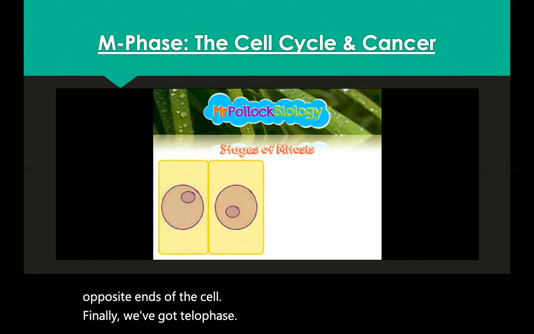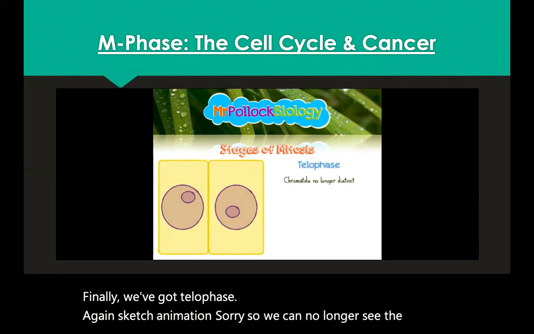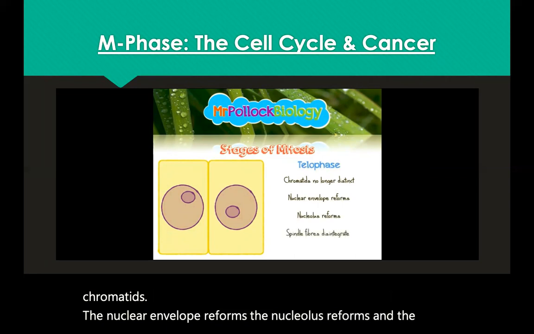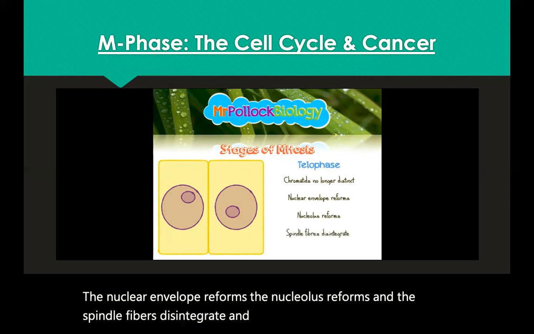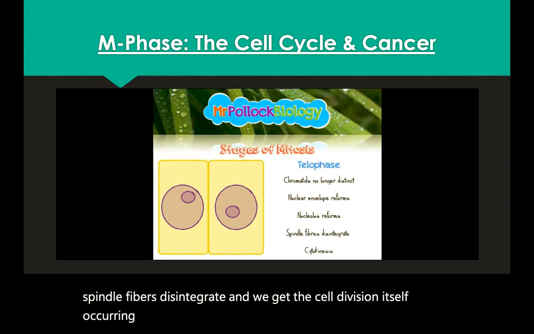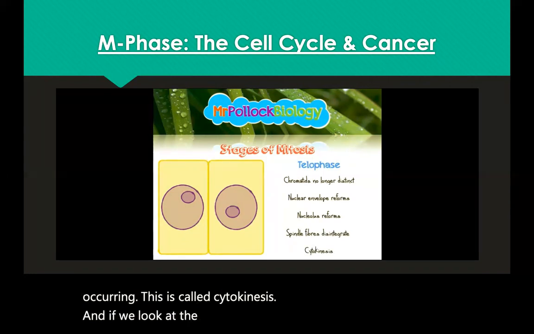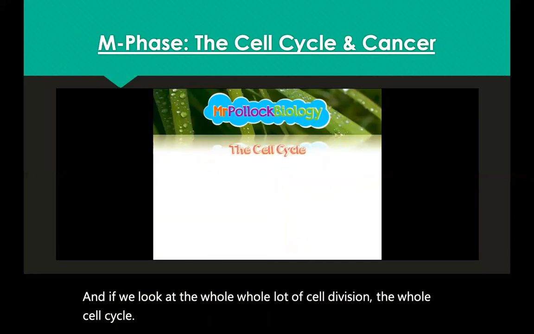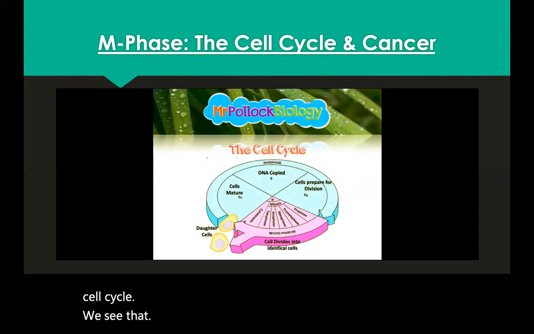Again, sketchy animation, sorry. So we can no longer see the chromatids. The nuclear envelope reforms, the nucleolus reforms, and the spindle fibers disintegrate, and we get the cell division itself occurring. This is called cytokinesis. And if we look at the whole lot of cell division, the whole cell cycle, we see that basically interphase is massive.